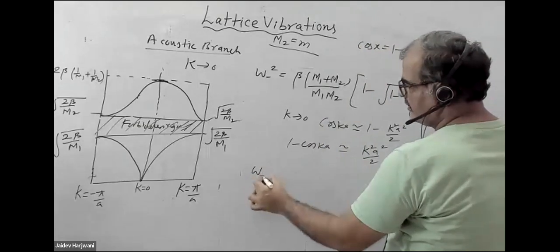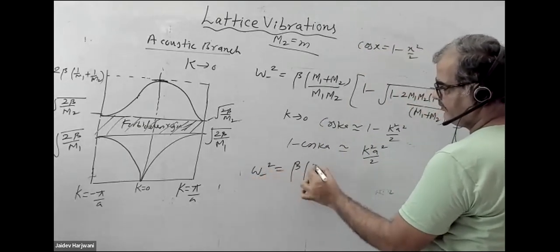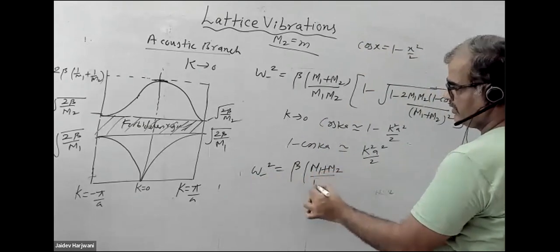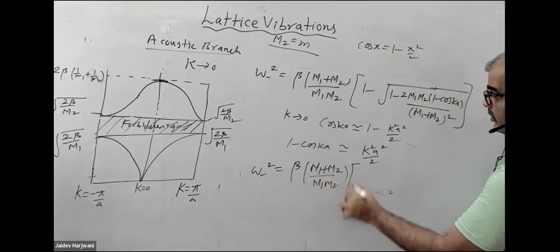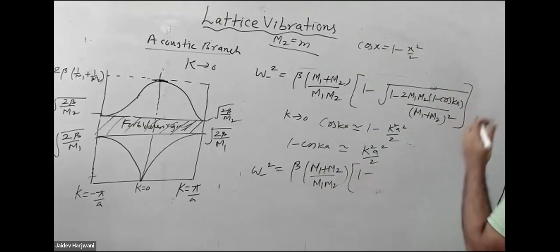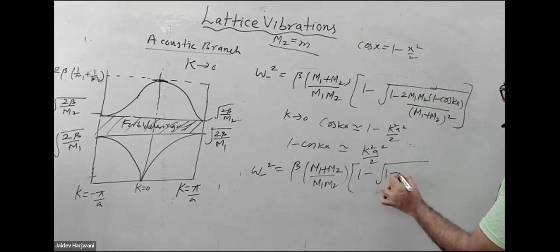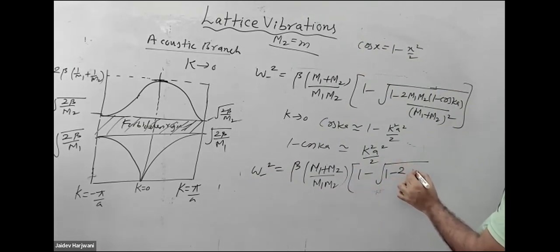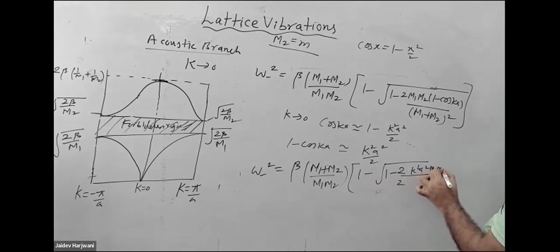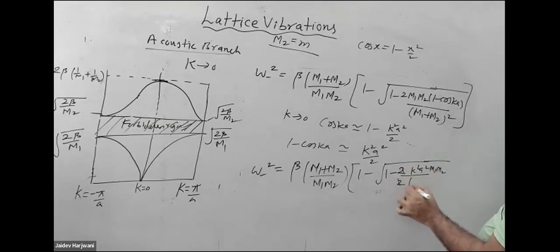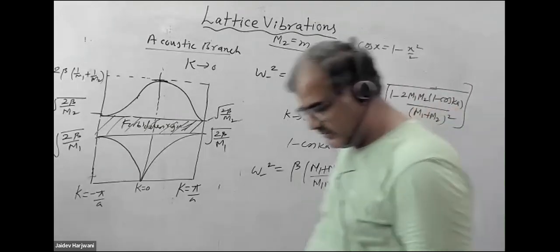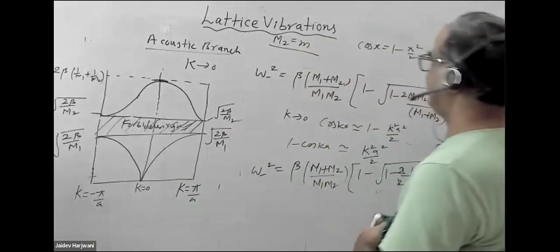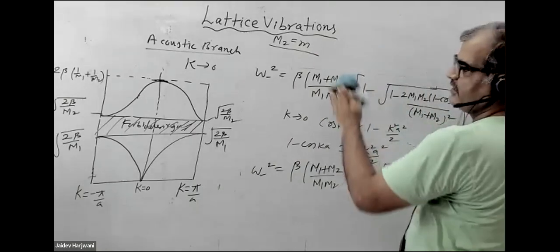So you can write omega minus square equals beta (m1 plus m2) by m1 m2, times 1 minus, under the root, 2 by 2, k square a square by 2. Of course m1 m2 is there, m1 m2 to cancel, and (m1 plus m2) ka whole square also is there. Now one more approximation can be put here.